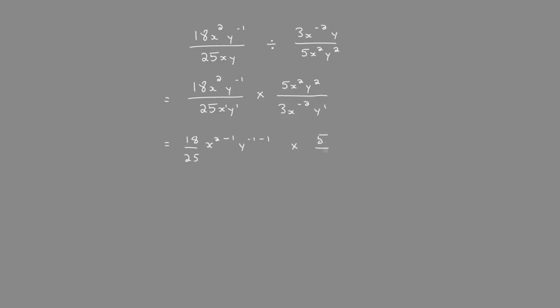So we have 5 over 3, x squared minus negative 2. Minus negative 2 will become positive. I'll show that in the next step. And we have y squared minus our 1. Next, now we're going to simplify the exponents.